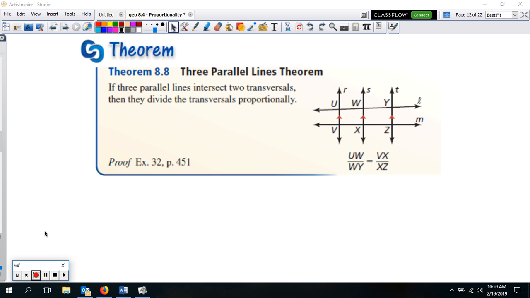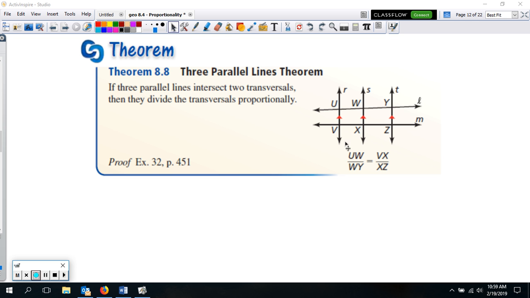Okay, so here's our next theorem called the 3 parallel lines theorem. So as you can see on the diagram, we have 3 parallel lines right here with those 3 parallel marks, and they're going through 2 other lines here. So it says if 3 parallel lines intersect 2 transversals. Remember, transversal is just going to be a line that's going to go through more than one line. So it's going to intersect 2, so they can be called the transversal. So L and M are going to be our transversals. If you have 3 parallel lines intersecting 2 transversals, then they divide the transversals proportionally.